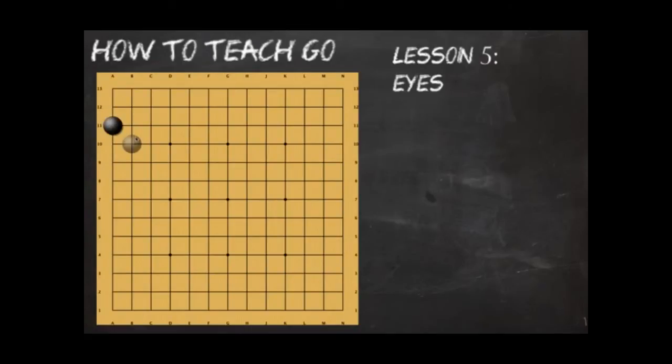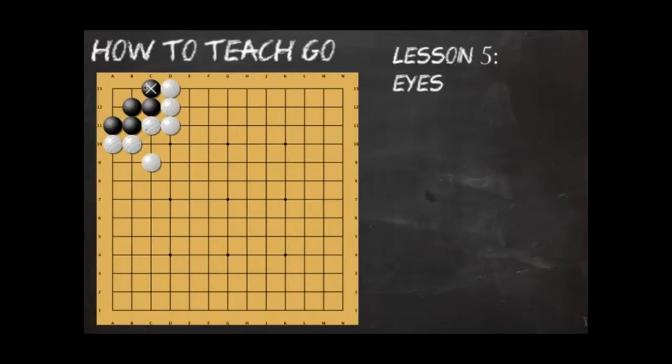The other examples I would recommend are the 3 in a row shape or the bent 3 shape. Sorry, the bent 3 shape in the corner, the 3 in a row shape in the center, and the 3 in a row shape on the side, of course, to make sure they understand the 3 in a row shape.